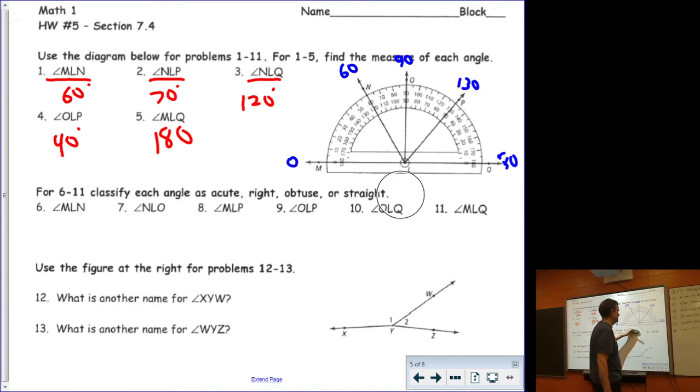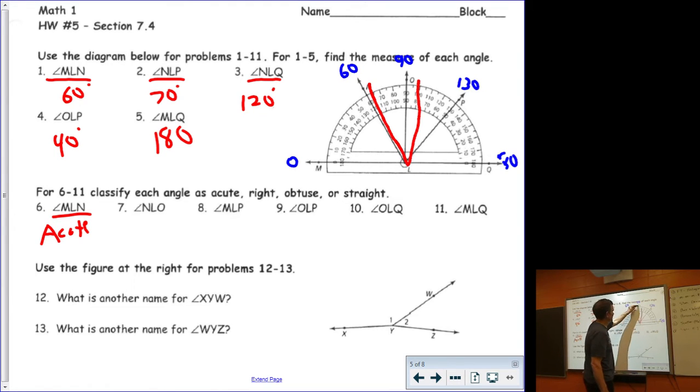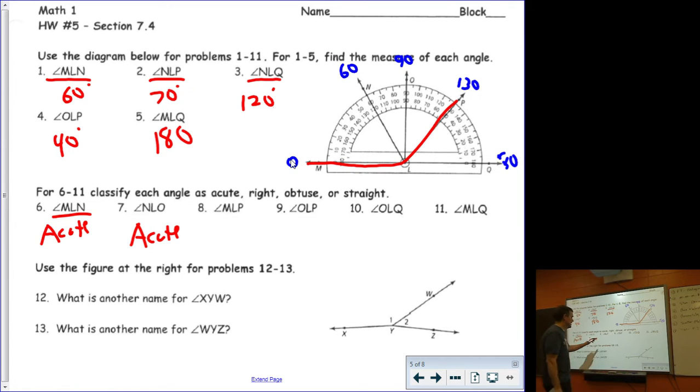All right, so next I'm supposed to tell whether these are acute, right, or obtuse, or straight. MLN is 0 to 60, so that is acute. NLO goes from 60 to 90, so that is also acute. Board not quite as good. MLP, that goes from 0 to 130, so that is obtuse because it's bigger than 90.